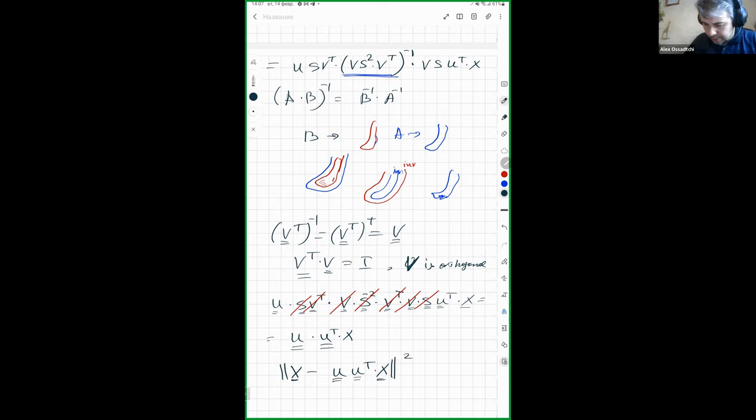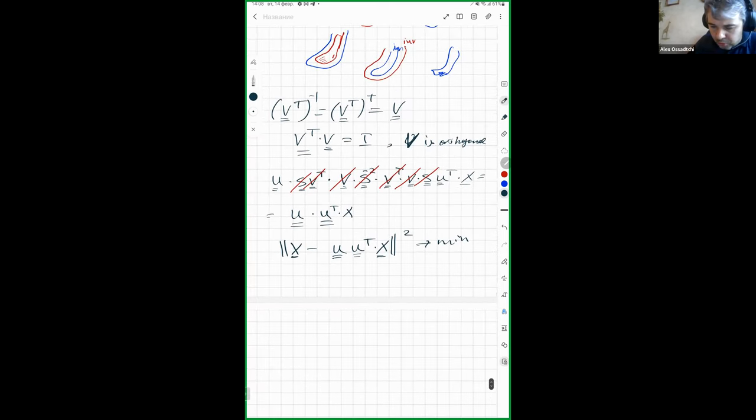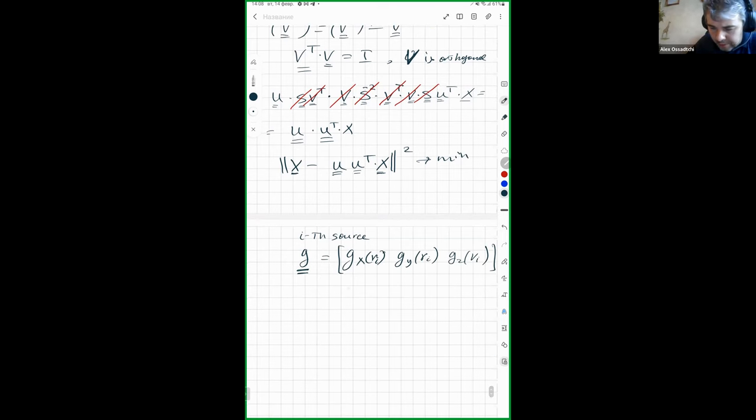And this is a vector, this is a vector, and you want to minimize it, okay? So what does this mean? What is the recipe? The recipe is this. You basically have to go and, for each source location i, you can take the matrix G, which is created by Gx of vector i location, Gy, i location, Gz, i location, right? Then you take the SVD of this thing, and you represent G as U S V transpose, okay?